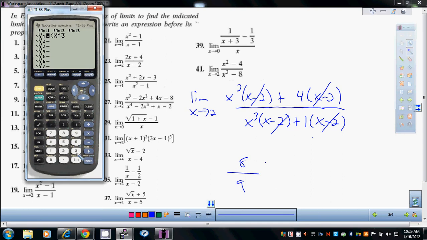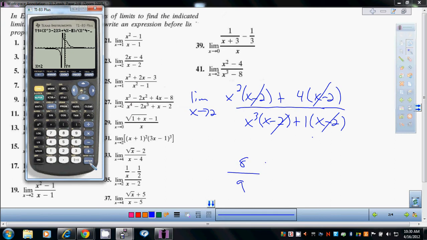X cubed minus 2x squared plus 4x minus 8, close. Divided by quantity x to the 4th minus 2x to the 3rd plus x minus 2. And graph. Boom, there it is. Now we're looking at x equals positive 2, which I bet if we trace that, it'll say it doesn't exist. So, the point check way, we need to take a point on either side.